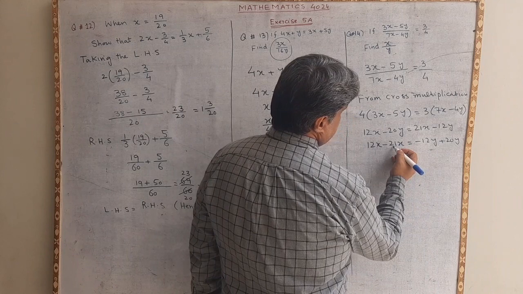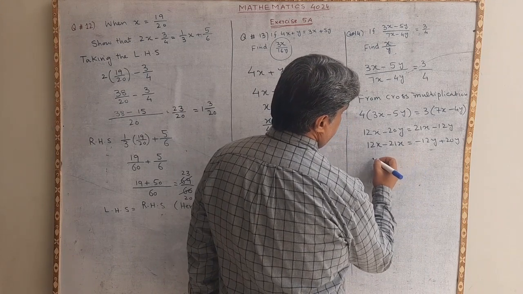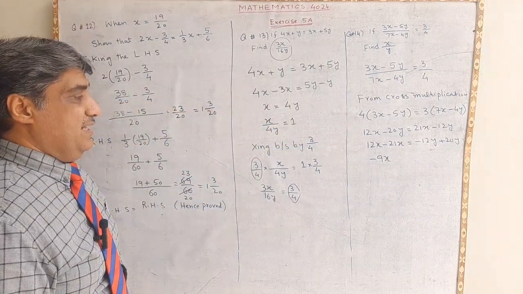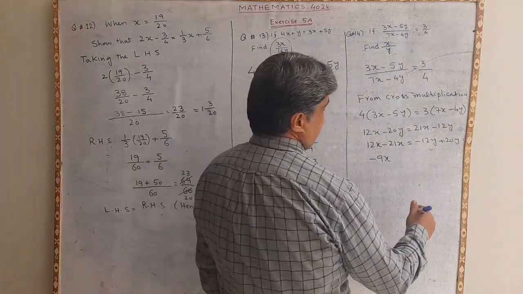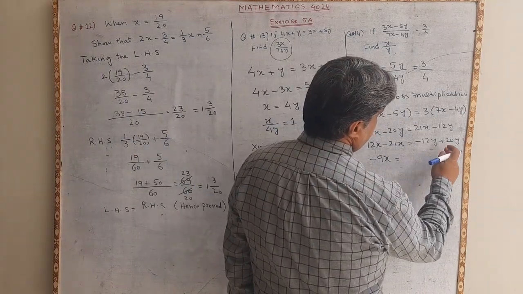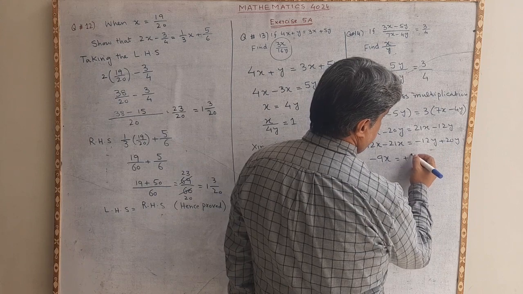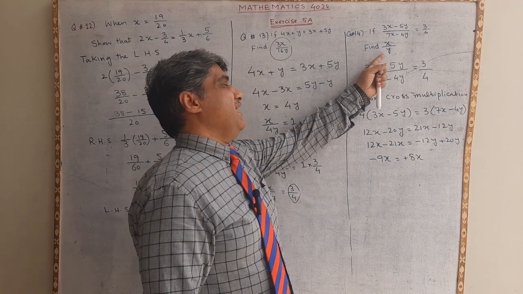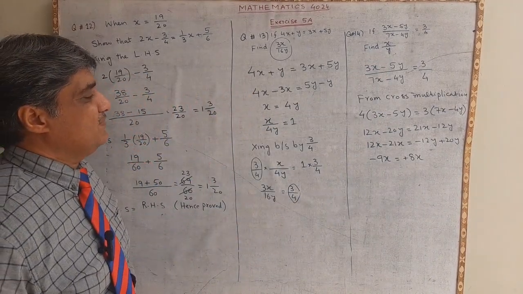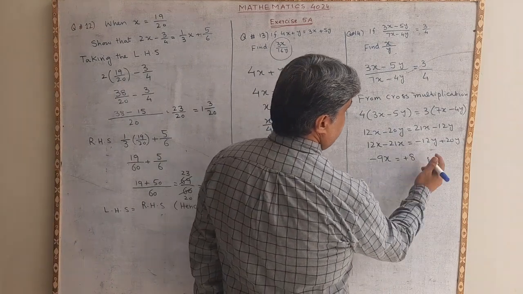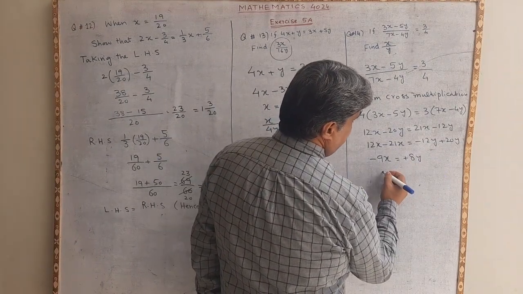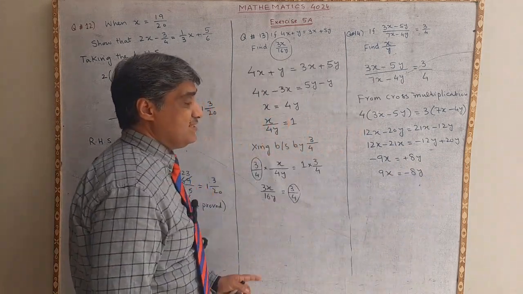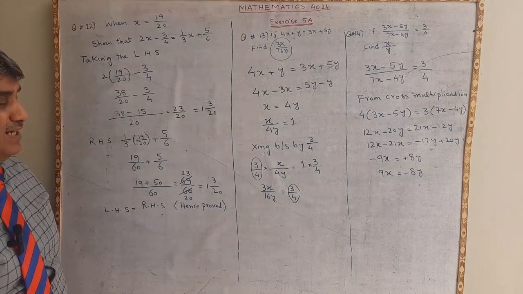So when we simplify, we will get minus 9x, and here we will get plus 8y. Now keeping in mind this x divided by y, we have to find x divided by y. Now I can write 9x is equal to minus 8y because I shifted that minus symbol to the other side.